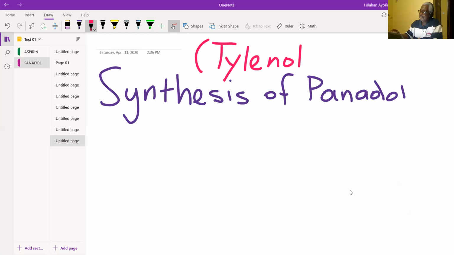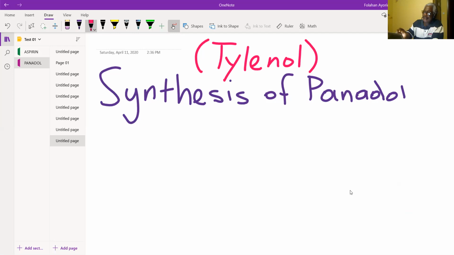Of course, Tylenol or Panadol is a popular analgesic, in other words, a pain reliever. It's one of those drugs that you go to when you have a slight fever. I'm sure most of you have taken this before. So anyway, I have the synthesis of Panadol.